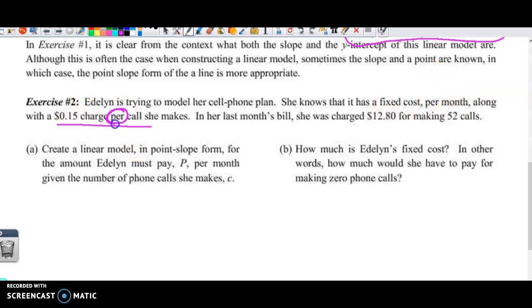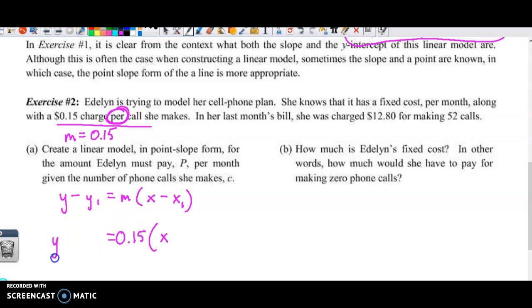You know how earlier I mentioned the word per is a clue that that's going to be your slope. So in point slope form, if I remind you on point slope form, it looks something like this. All we know is that this slope would be the 0.15.